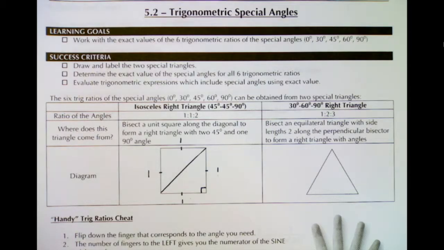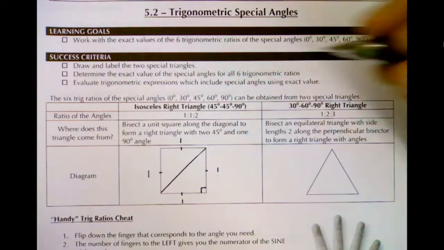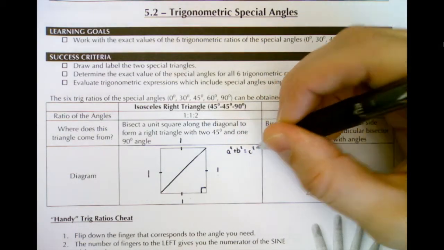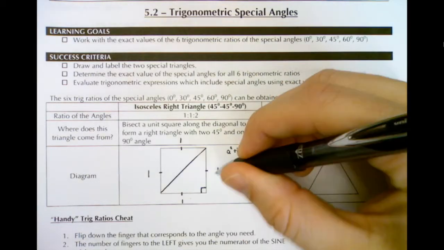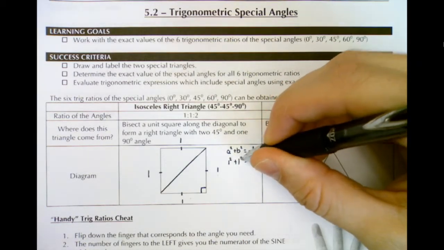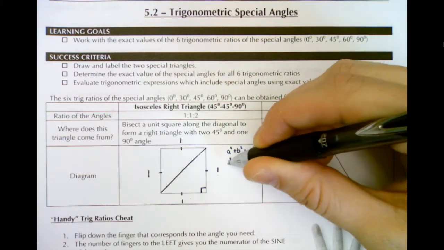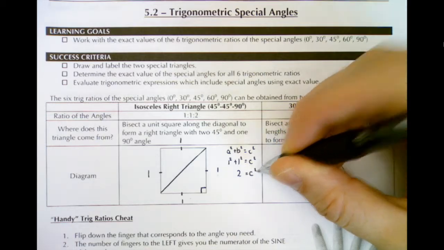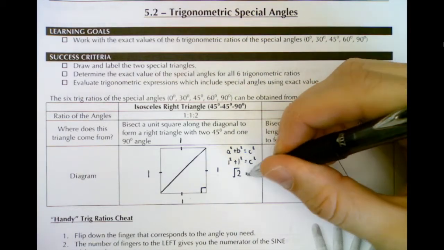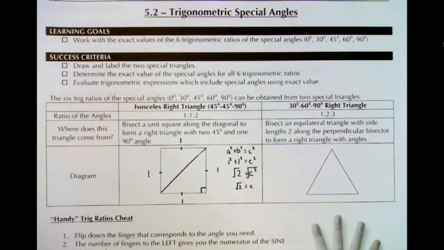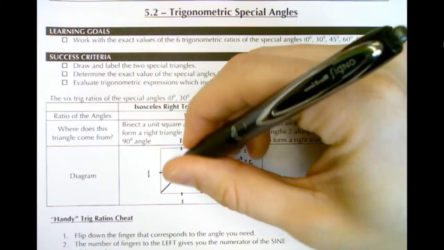And if we wanted to find that hypotenuse, we could with the Pythagorean theorem. a squared plus b squared equals c squared. a and b are 1 and 1, so 1 squared plus 1 squared would equal c squared. 1 squared is 1, 1 squared is 1, 1 plus 1 is 2, so c squared is 2. And if we square root both sides, we get c is the square root of 2. Since we want to work with exact values, we leave it as the square root of 2.